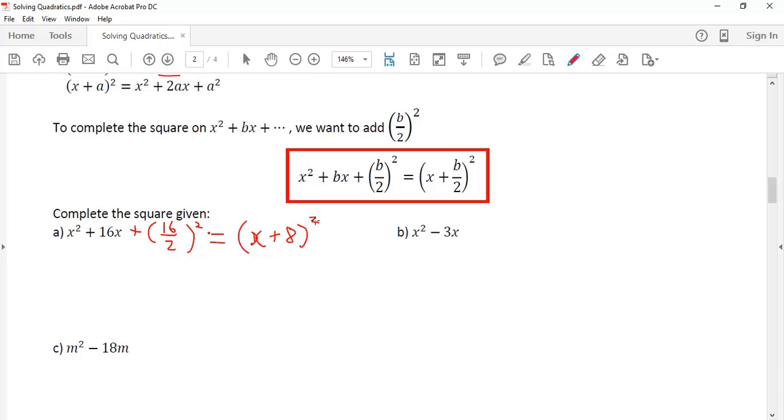So the next one, same thing. We have to add b over 2 all squared. But in this case, b is -3. So just -3 over 2 all squared. And you can see this doesn't simplify nicely. So if we want to complete the square with it, it just becomes x. And then since this doesn't simplify, make sure we keep the negative. It's just -3 over 2 all squared. So yeah, you guys just try the next one.